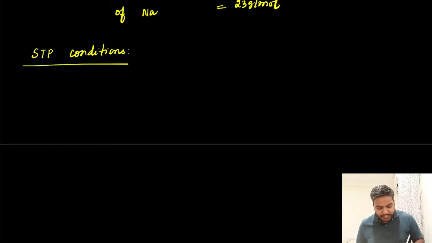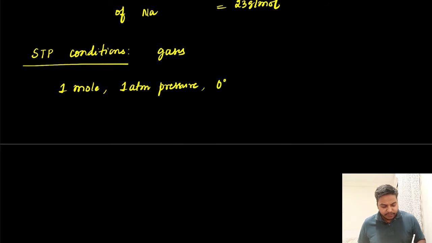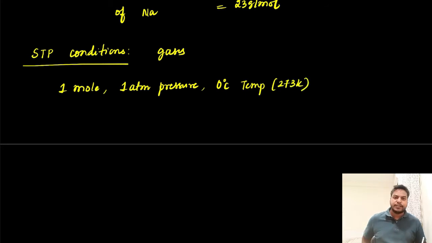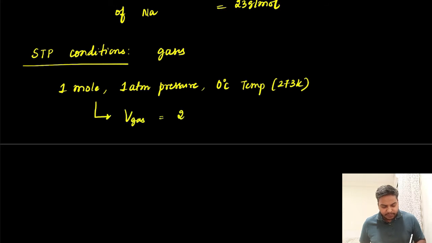This is mainly applicable for gases. So when it comes to gases, if I take 1 mole of a gas maintained at 1 atm pressure with 0 degree centigrade temperature, which we also write as 273 kelvins, in that case, the volume occupied by the gas is approximately found out to be 22.4 liters.